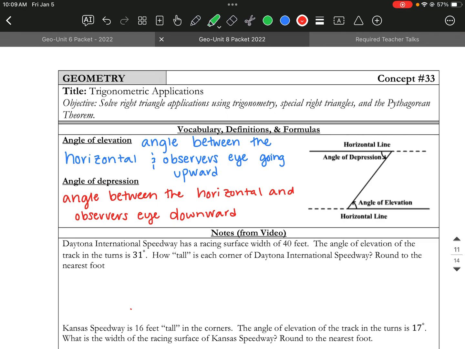Today we're going to do trig applications. So we're going to focus on word problems and the terminology angle of depression and angle of elevation. Take a second and pause to fill in the vocab here.